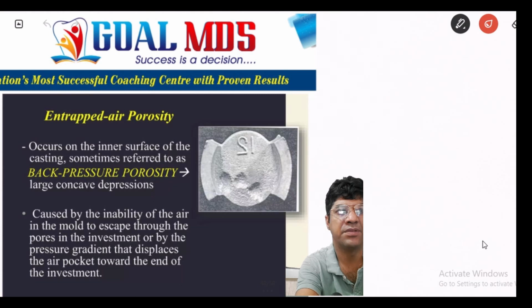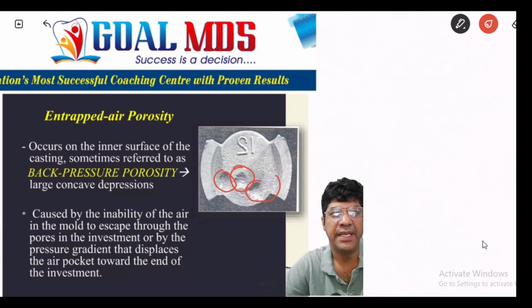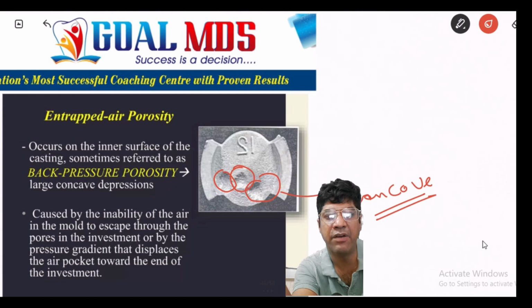Other is the back pressure porosity. So when the air bubbles become entrapped within the casting, particularly on the inner surface, these air voids can result as concave depressions on the casting surface. So the main cause includes the inability of air in the mold to escape through the investment pores, or the pressure gradients pushing the air pockets toward the end of the investment. So it is mostly found in a pocket at the cavity surface of the dental crowns. In some cases, it can occur on the outer surface of the casting when the casting or the mold temperature is too high.